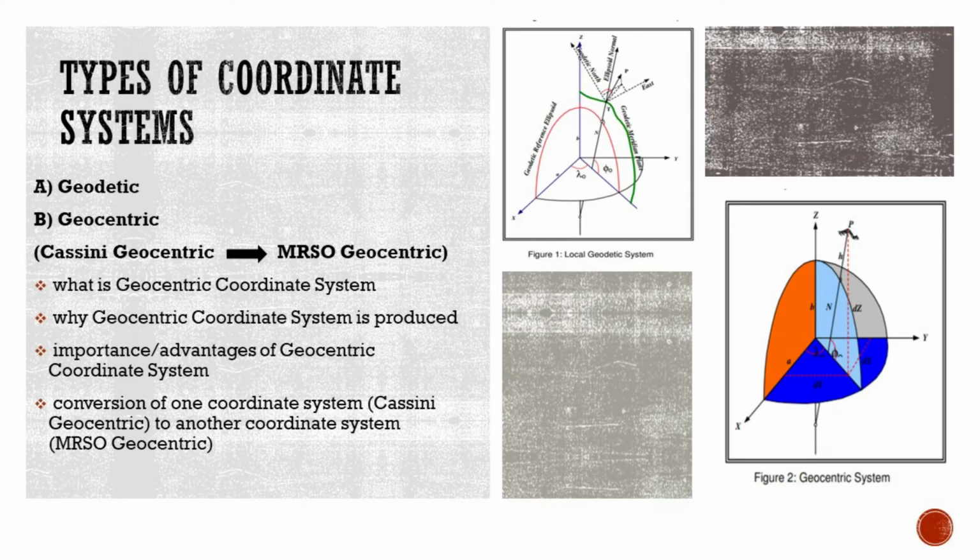There are two types of coordinate system, which are geocentric and geodetic. What we are going to show today is the conversion of geocentric coordinates, and I am going to explain further what a geocentric coordinate system is, why it was produced, and the advantages of the geocentric coordinate system. We will also give an example to convert one coordinate system from CASSINI geocentric to MRSO geocentric.